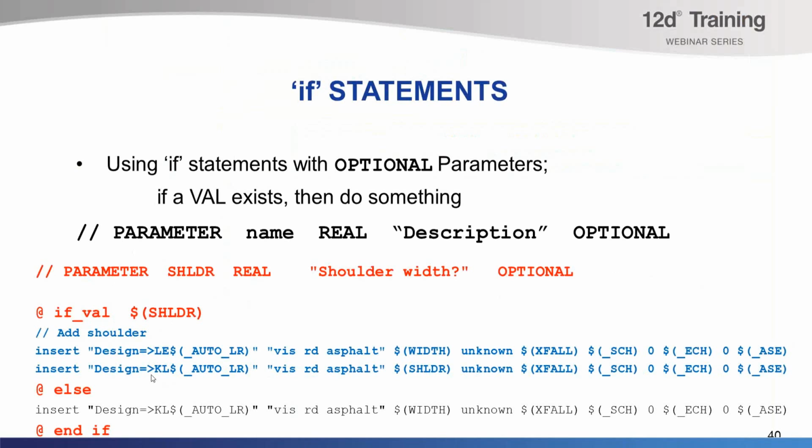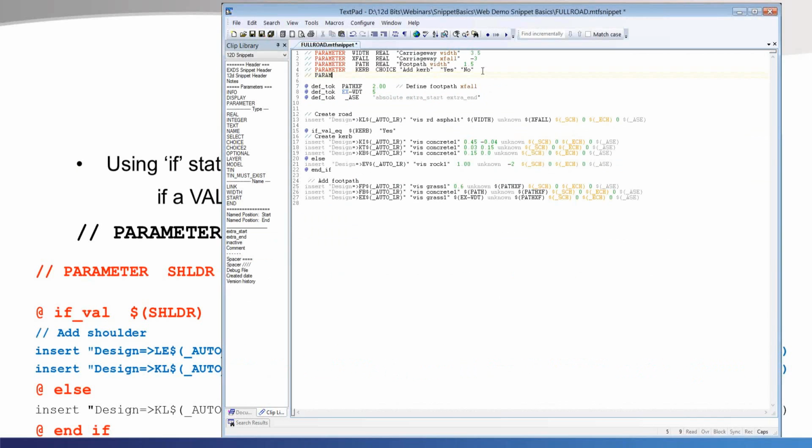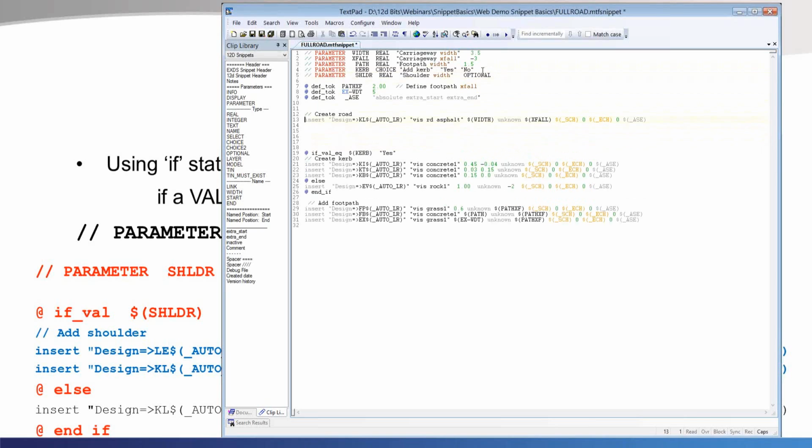Then further down we use our if statement and we actually check whether a value exists. If there is a value for shoulder, insert the shoulder. If there's no value for shoulder, just create the curb lip. So I'll insert our parameter. I've called it shoulder. It's a real value because we're looking for a number. And we're going to make that value optional.